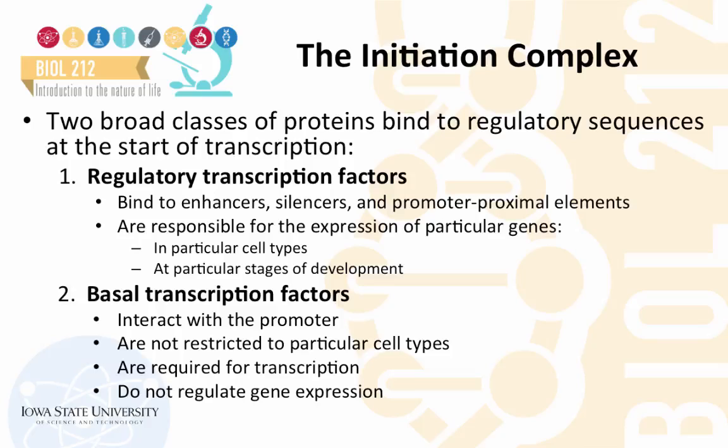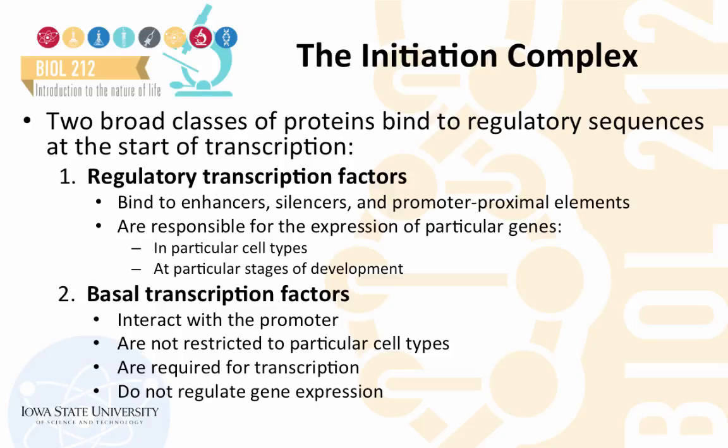Two broad classes of proteins bind to regulatory sequences at the start of transcription. The first class of proteins are called regulatory transcription factors. These bind to enhancers, silencers, and promoter proximal elements. They're responsible for the expression of particular genes in particular cell types and at particular stages of development.